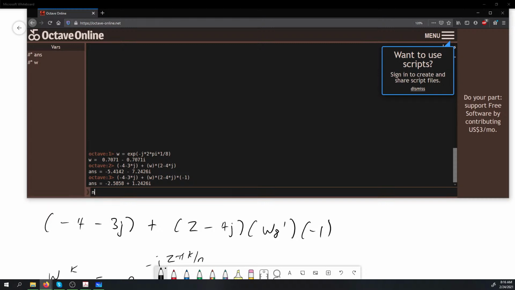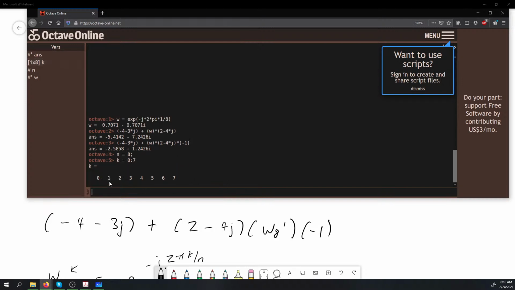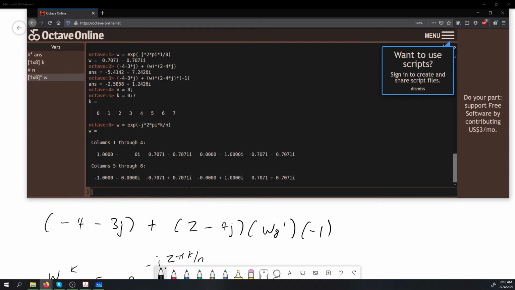So that means we'd have to define what n is. We can say n here is equal to 8. And then k, because k goes 0 to n minus 1, is going to be 0 to 7. So we've got a vector here for k going 0 to 7 in increments of 1. And then we can say w here is equal to the exponent of minus j by 2 by pi by k divided by n. And then we have an entire w vector here giving us all the twiddle factors associated for W8 in this particular case.